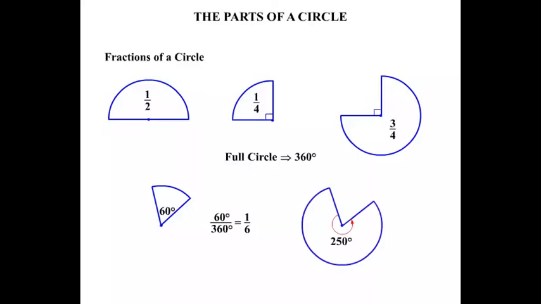Another example there we can see, again it's part of a circle. That part is 250 degrees out of a total of 360 if we completed the full circle. And 250 over 360 simplifies to be 25 over 36.